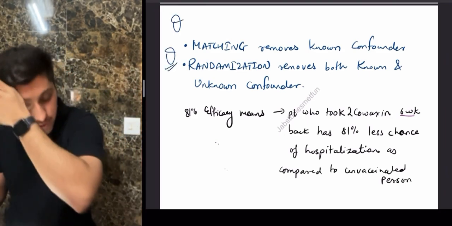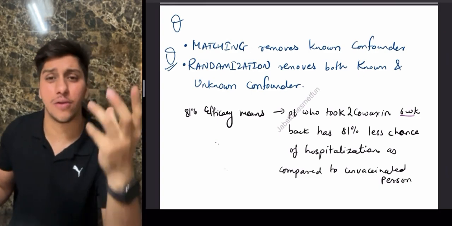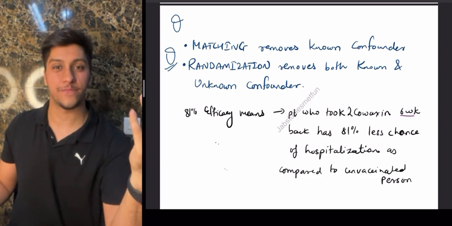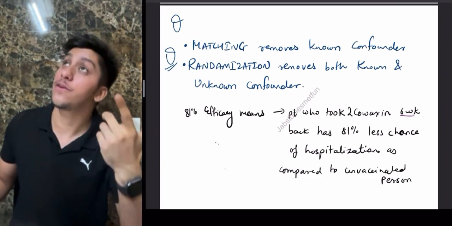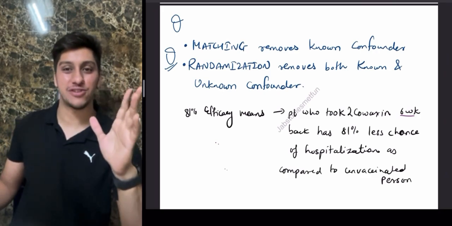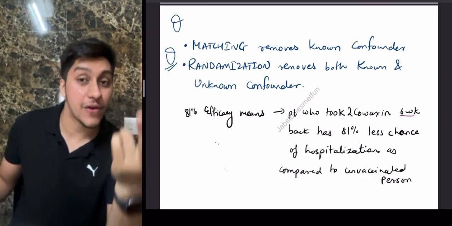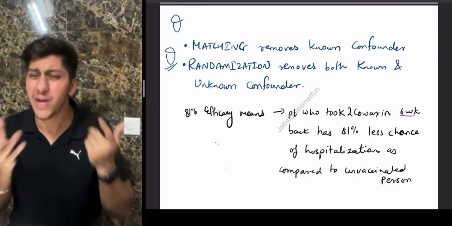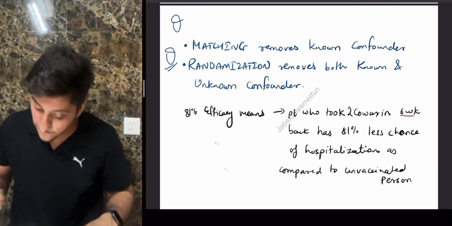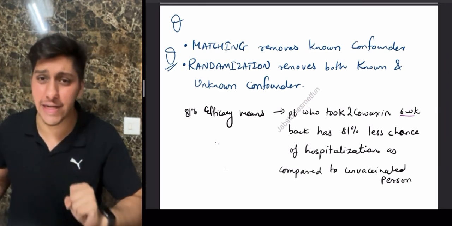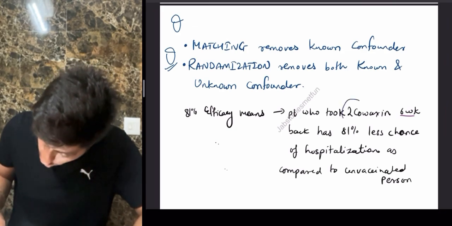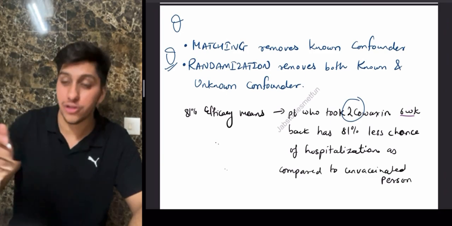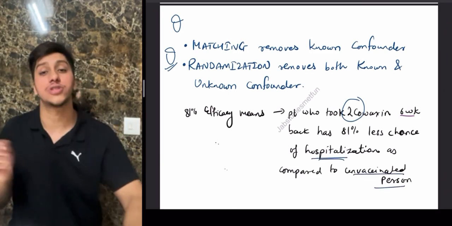Okay? Next, whenever you talk about any vaccine, there is always efficacy, right? 81%, like Pfizer had 96 something, and other ones like Covishield had around 80%. What does this mean? If a vaccine has 81%, they're saying that if a patient took two covid vaccine doses within 6 weeks, they have an 81% lower chance of being hospitalized as compared to someone who is not vaccinated.